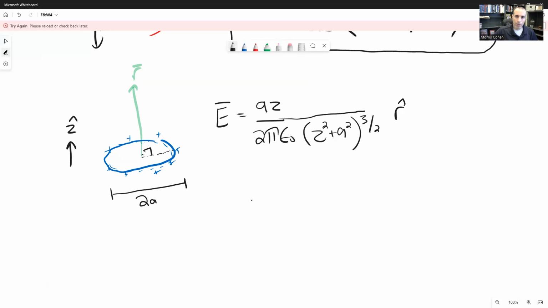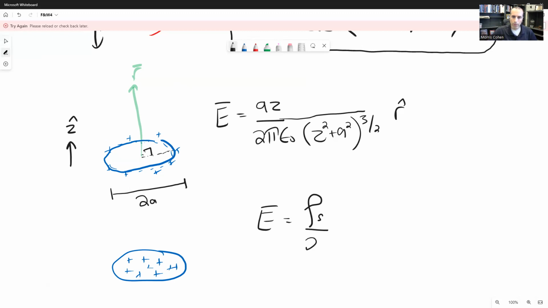All right. There's also the disk of charge. That's a solid disk that is filled with positive charge as opposed to just a ring around the outside. And the electric field for that is E equals rho S divided by 2 epsilon naught times 1 minus Z over square root of Z squared plus A squared.